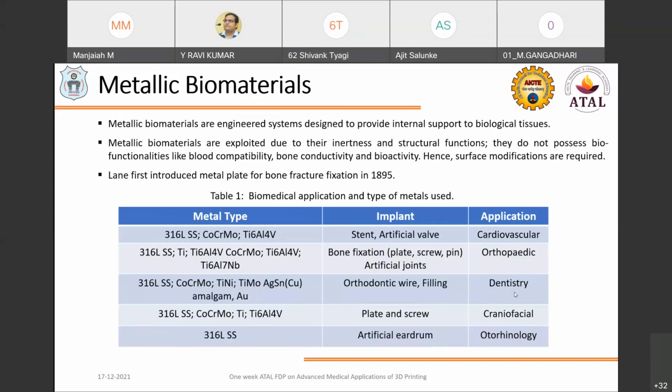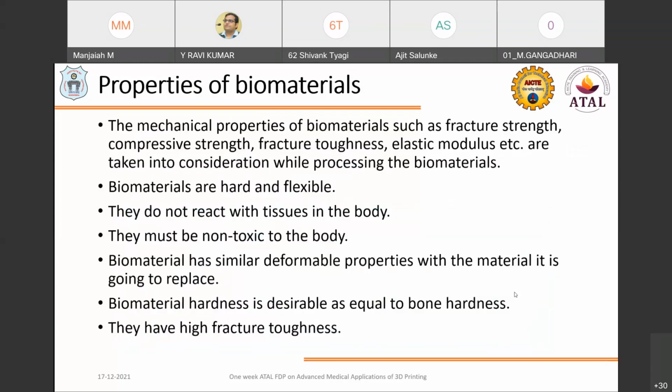And the other aspect: 316 stainless steel is particularly used in the artificial eardrum. The artificial eardrum is made with this stainless steel material for anatomical applications. These kinds of metallic biomaterials are used in particular applications depending on what kind of implants are made. Wherever we need implants, screws, plates or stents, they can be made with particular materials for particular applications.